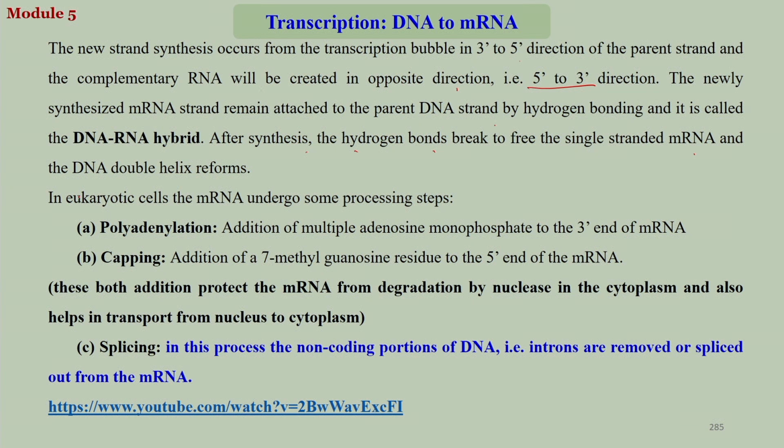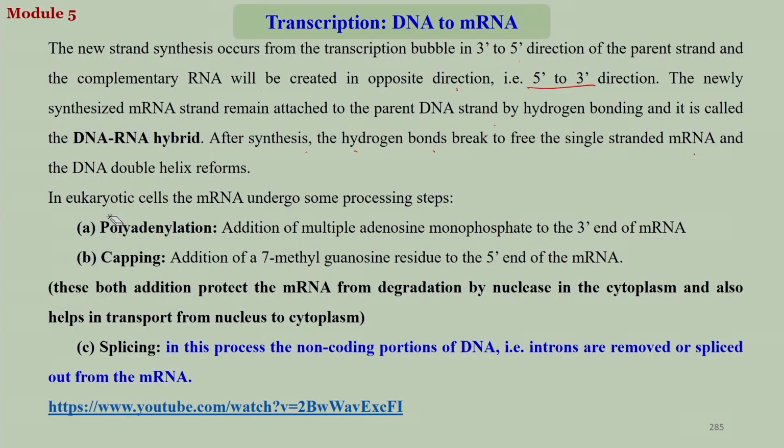In eukaryotic cells, the mRNA undergoes some processing steps. Once the RNA comes out of the nucleus, that is a raw RNA that contains all the genetic code, a copy of the full-length DNA. But the full-length DNA is not required to synthesize a protein. A major part of our genome is actually not transferred into synthesis of the protein.